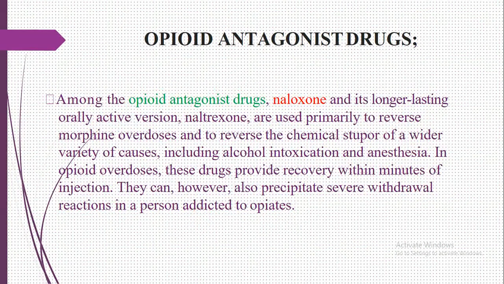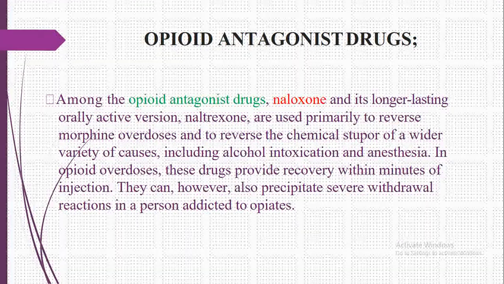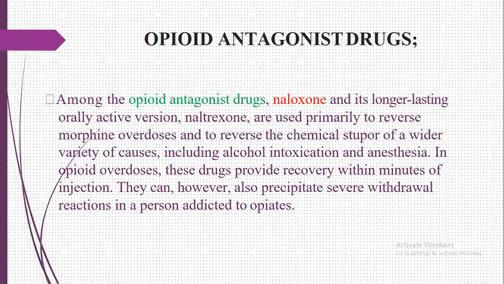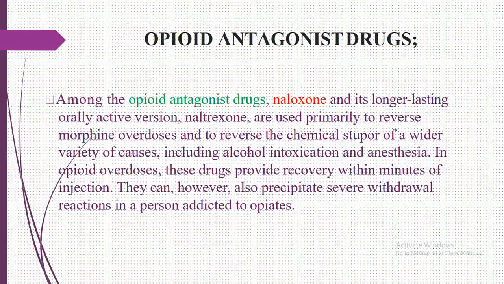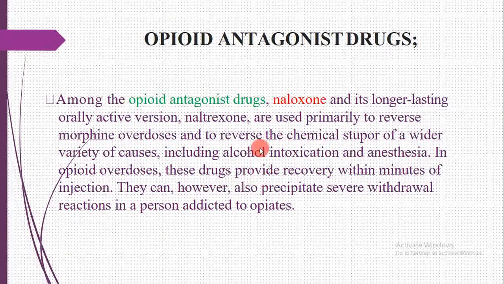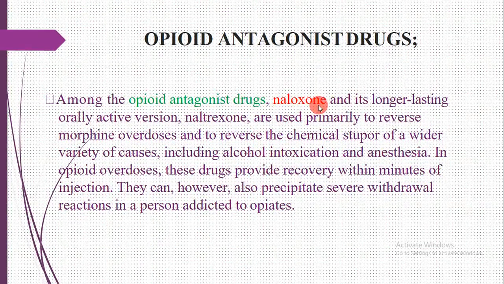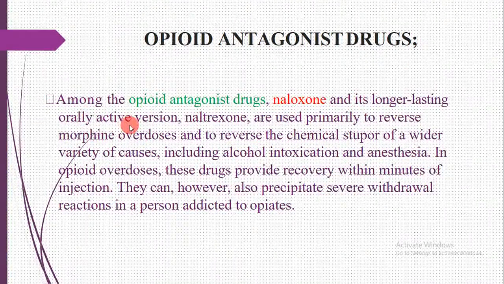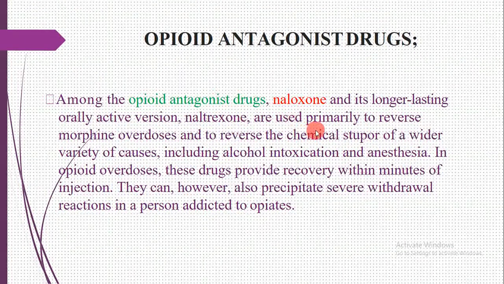Now come to our opioid antagonists. Opioid agonists are one group, and these are opioid antagonists. Among the opioid antagonist drugs are naloxone and naltrexone. Naltrexone is the longer-lasting, orally active version, which is used primarily to reverse morphine overdosing.